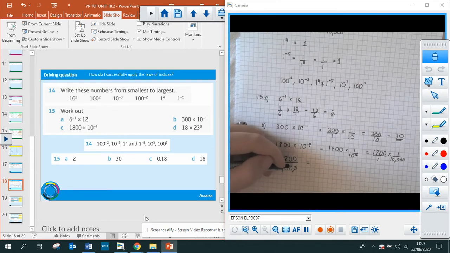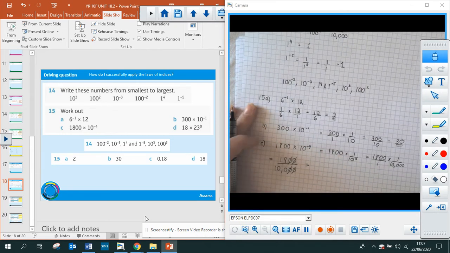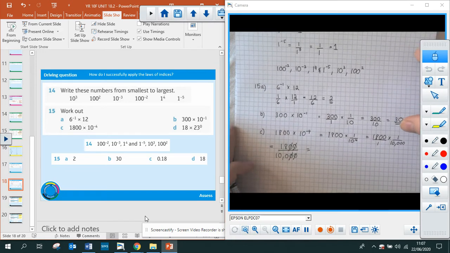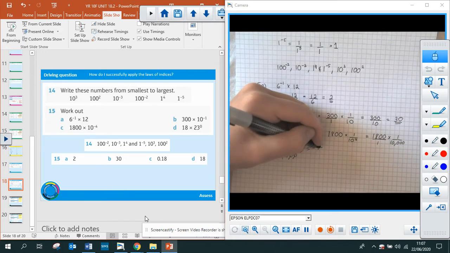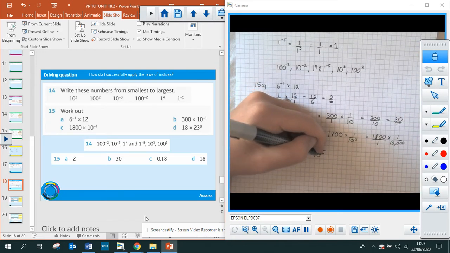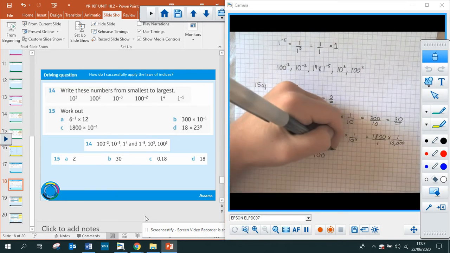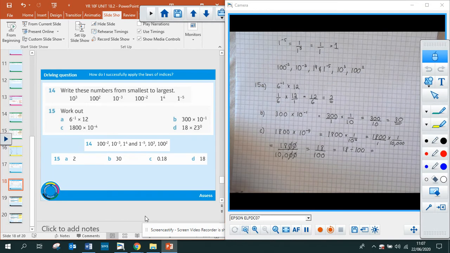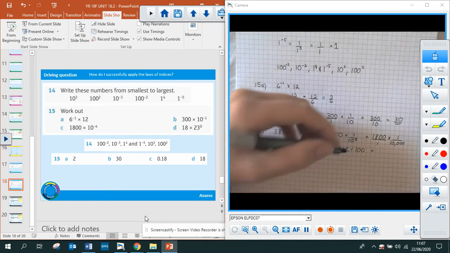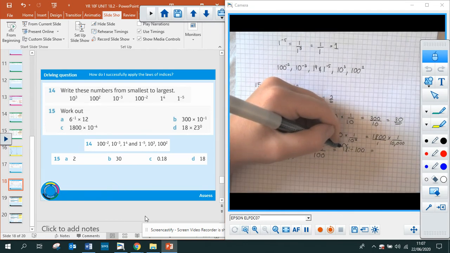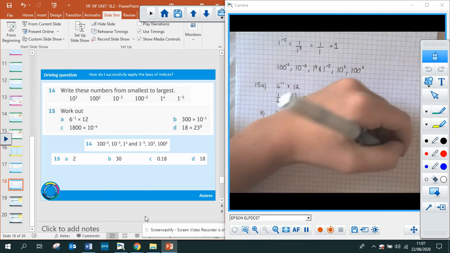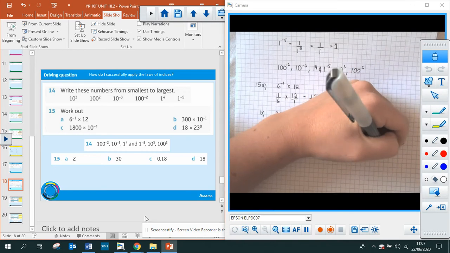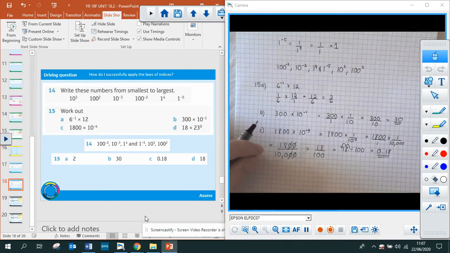Now, we can see they both have 2 zeros on the end, so we can eliminate 2 zeros by dividing them both by 100, and that leaves us with 18 over 100. So that just means 18 divided by 100, and when I divide by 100, I move the decimal 2 places to the left. So imagine your decimal's at the end there, because it's like 18.0. You move it 2 places to the left, and that would give me 0.18 as my final answer.